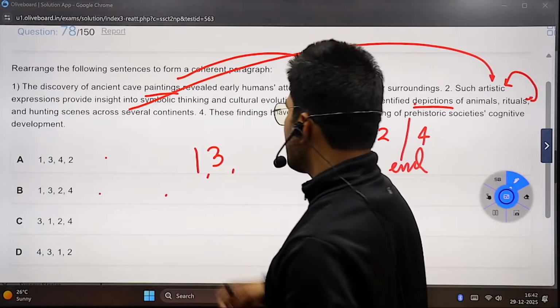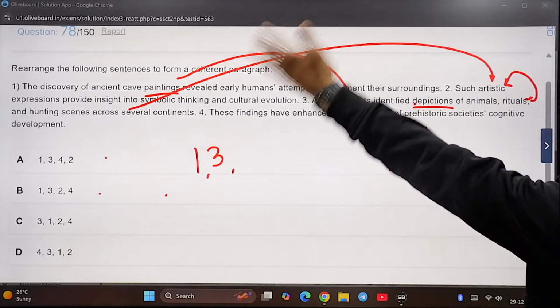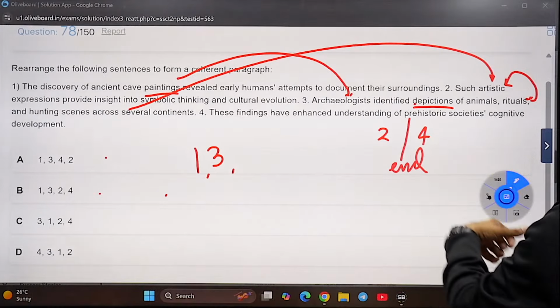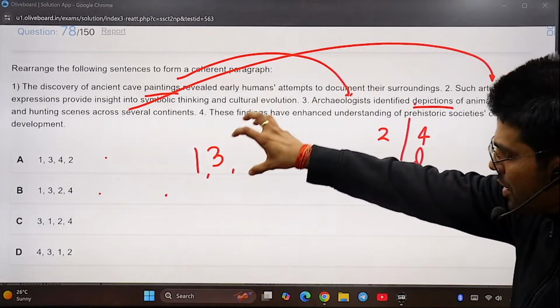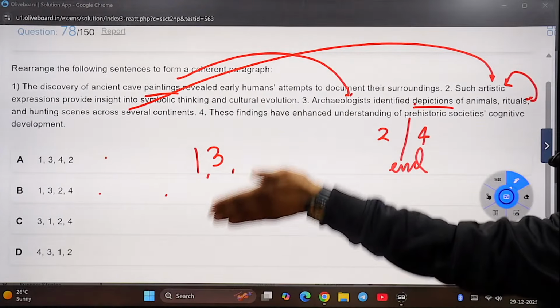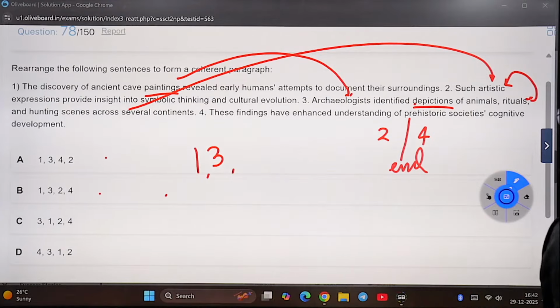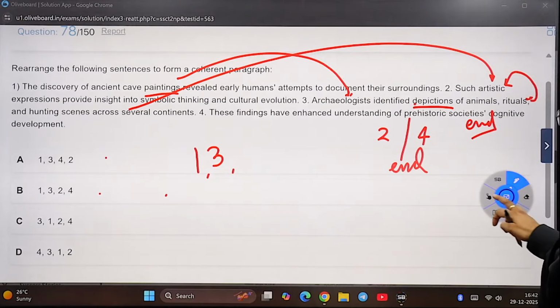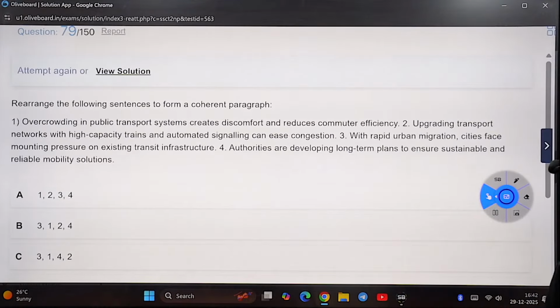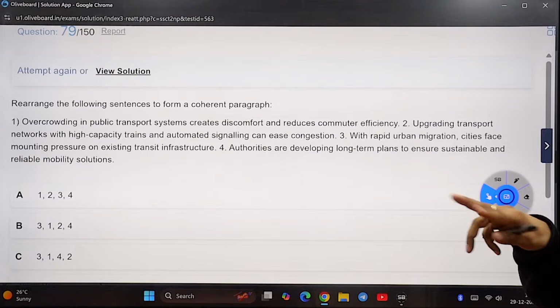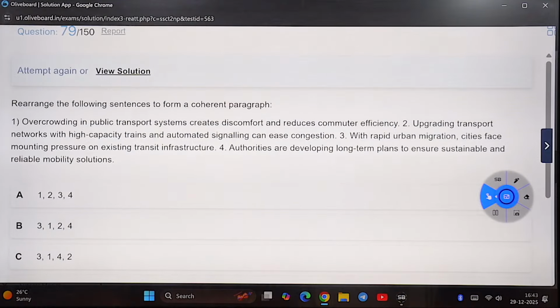So that's a better choice. Discovery of paintings revealed the paintings depicted animals, rituals, hunting scenes. Such artistic expressions provided insights, and these findings have enhanced our understanding of prehistoric societies. It seems to end better. Doubts welcome. Yes, cultural evolution through cognitive development. But 3 2 was a better choice. Such artistic expressions.